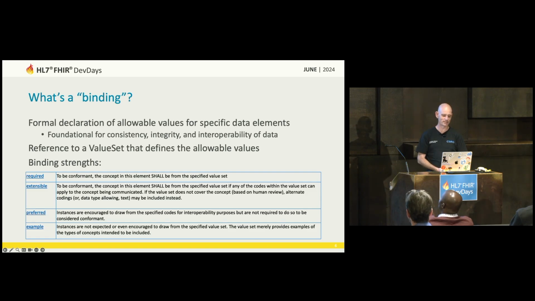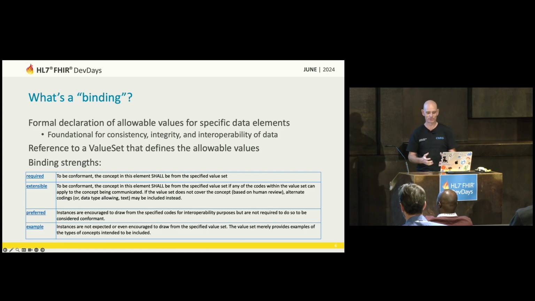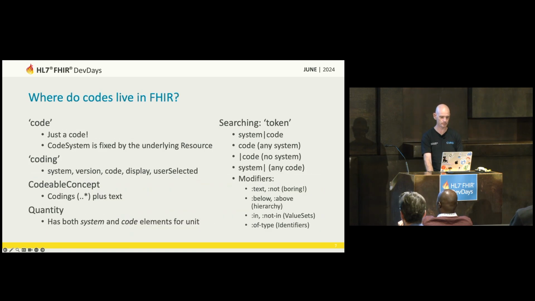Preferred's really, as it sounds, we'd really like you to use the values from this value set, which is great for interoperability, but you can kind of use whatever you want. And then there's example bindings, because obviously, particularly in the base spec, it's intended to be profiled in implementation guides. And so some of these elements really only have an example to give you the idea of what to do with that field, and then you just have to go and create a special binding for that for the actual implementation you've got. So where do you find codes in FHIR?